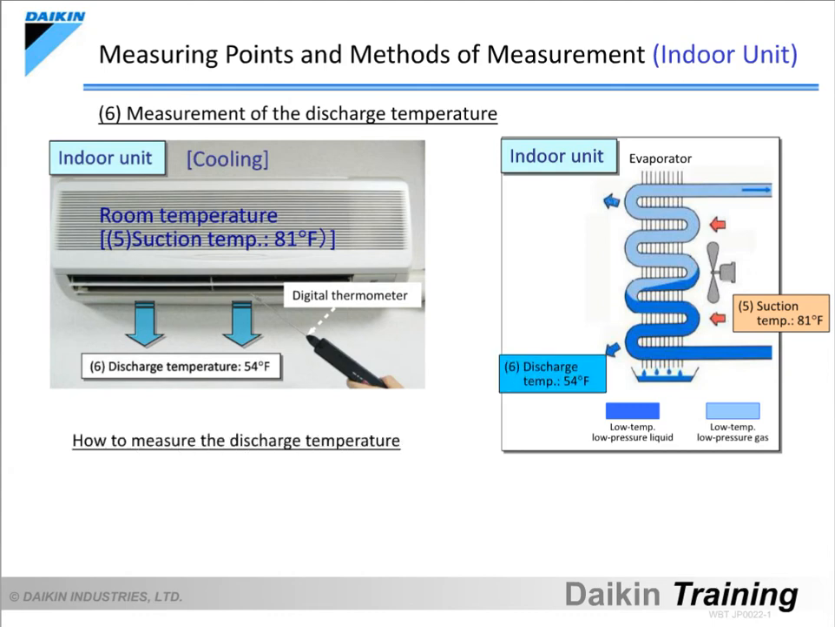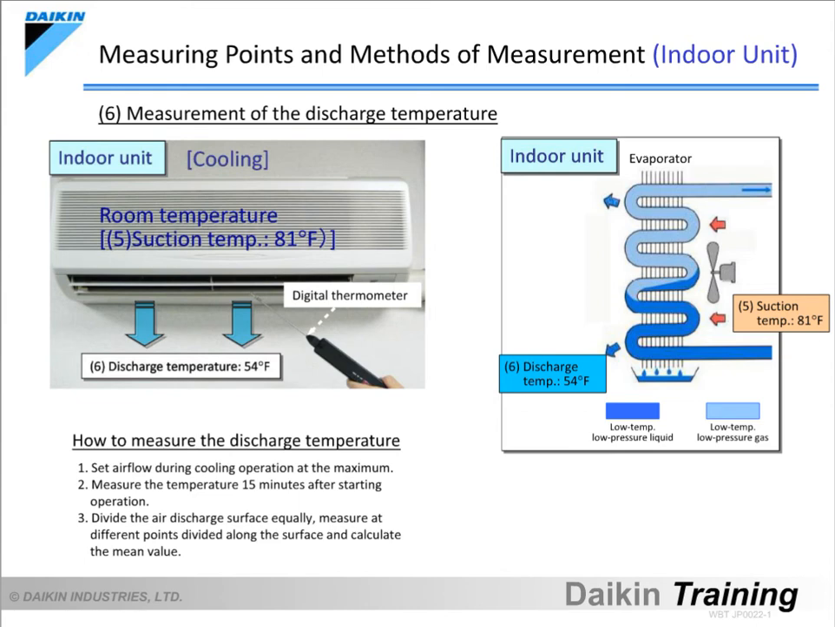To measure the discharge temperature, set the airflow during cooling to the maximum and measure after the unit has been operating for 15 minutes. Divide the air discharge surface equally, measure at different points along the surface, and calculate the mean value.